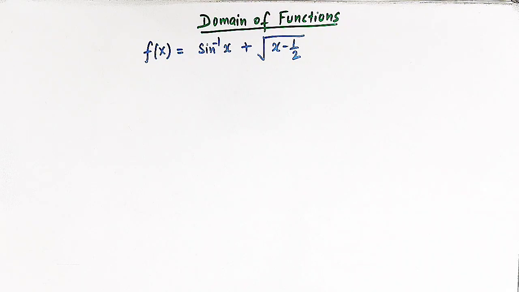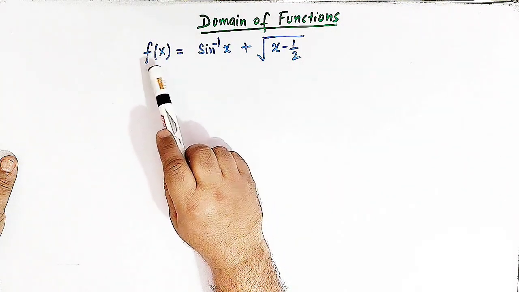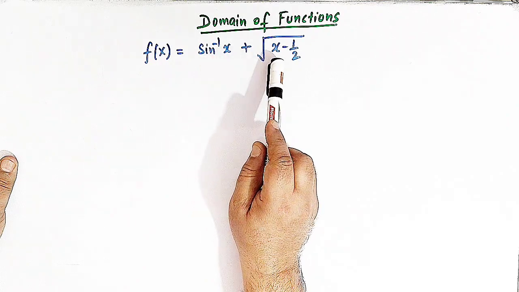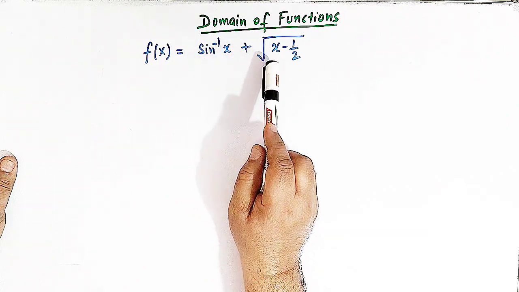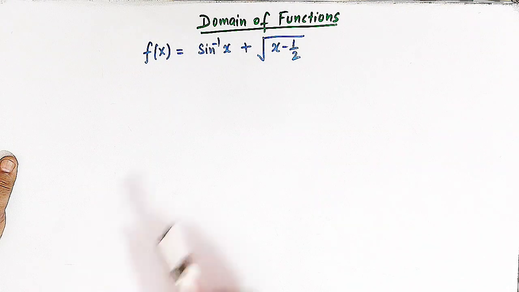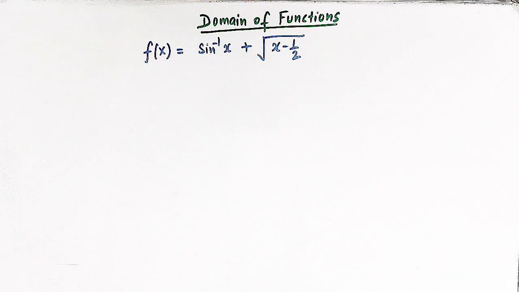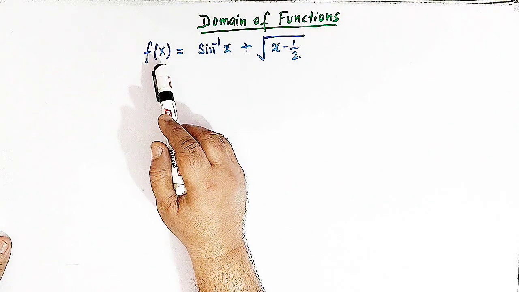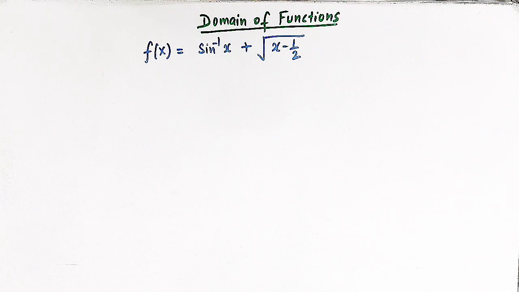Hello viewers, in today's session we are going to discuss another important and conceptual problem from the domain of functions, right? So here we have to find the domain of this function f of x, which is the sum of an inverse trigonometric function and the square root function, right? So here f of x is equal to sine inverse x plus square root of x minus 1/2, right? So we have to find all the values of x for which this function f of x is defined, right? So let us start.